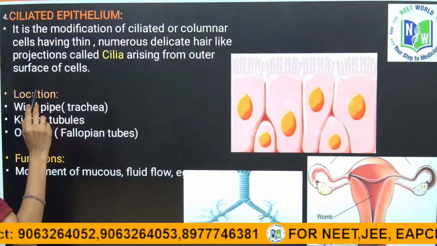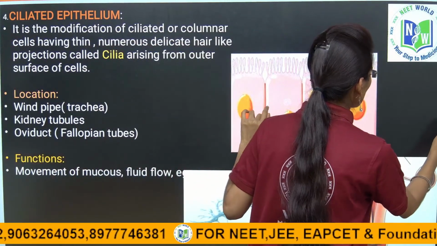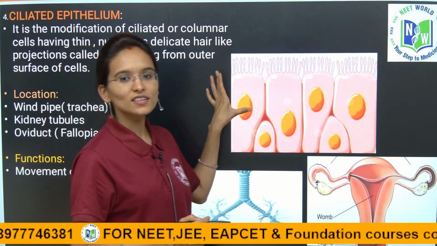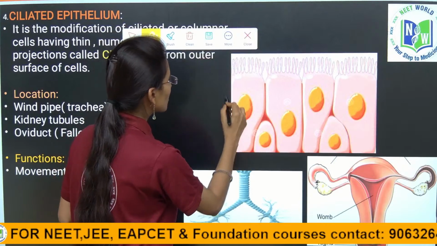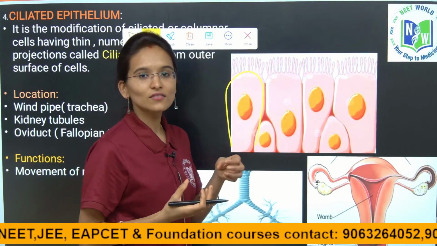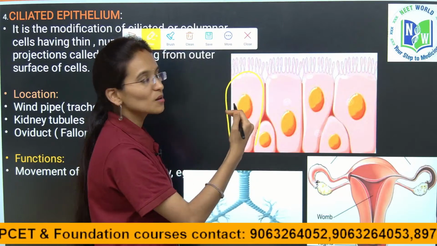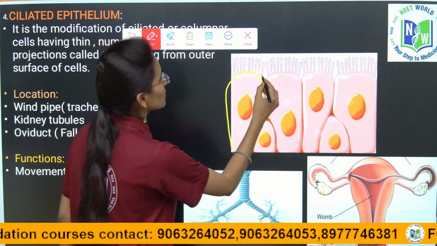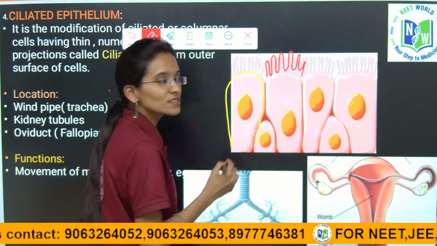And next we will learn about the ciliated epithelium. See students, this is how the ciliated epithelium looks. Here also the cells are very elongated and long in nature, and above these cells, above this particular tissue, we can find some projections. There are some hair-like projections present on these cells.